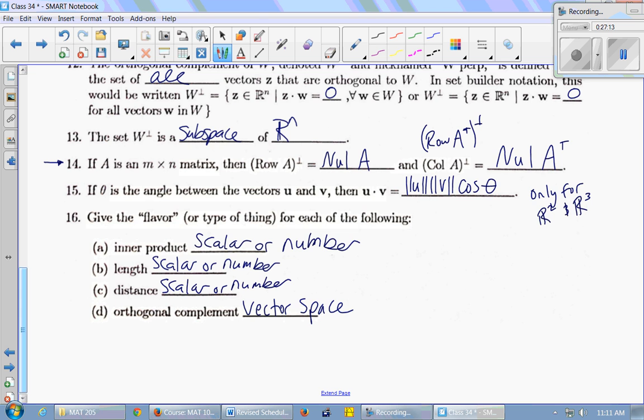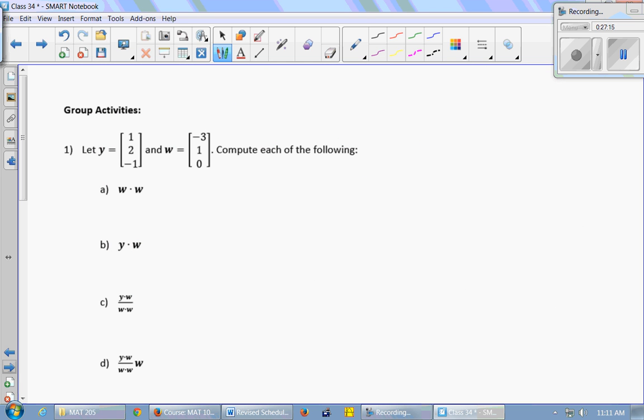Okay, so I have some things for you. The group activities start with some simple computations with dot product, and then I walk you through some of the proofy things from the text.